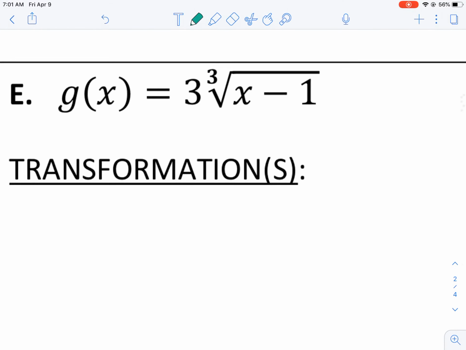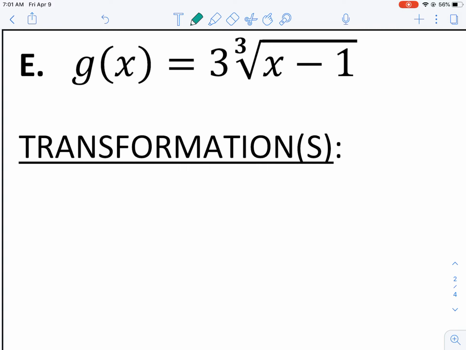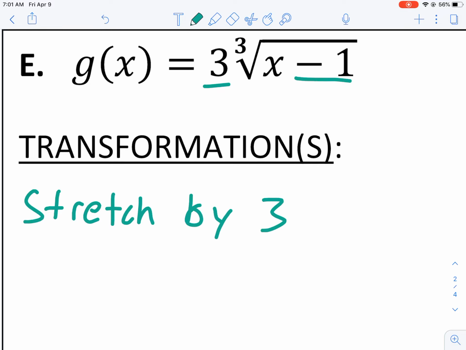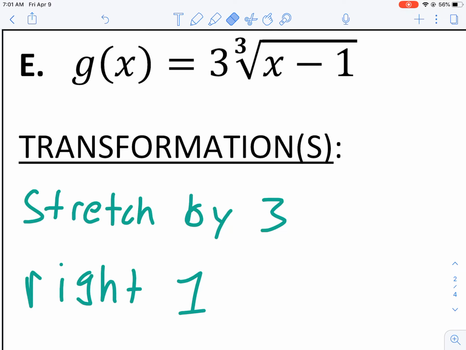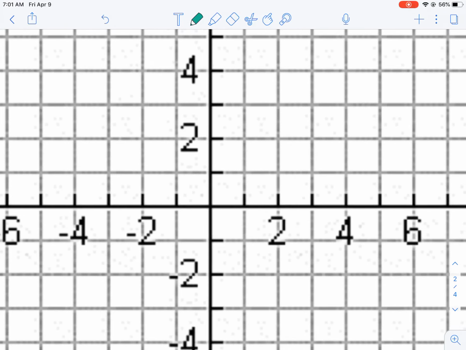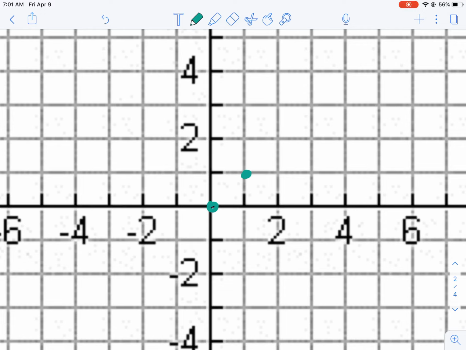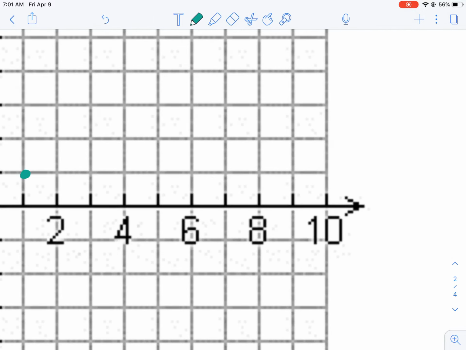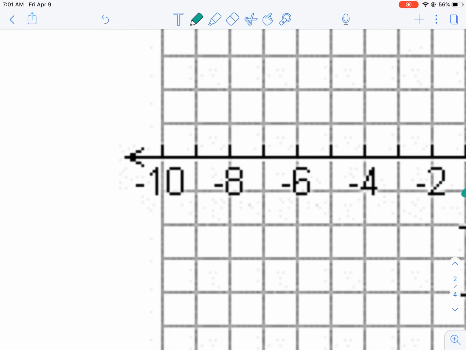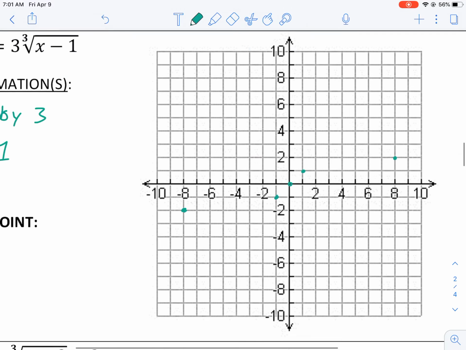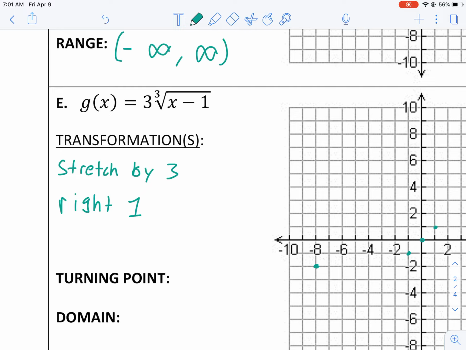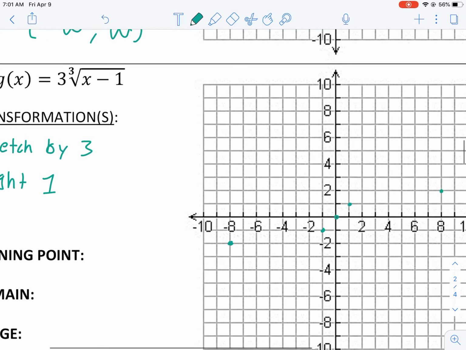Number 2. So for number 2, we've got a stretch by 3. And since that's inside the parentheses, that's an h value. So that means we're going to go right 1, because h is backwards. So again, what you should do here is plot your parent function points: 0, 0, 1, 1, negative 1, negative 1, 8, 2, and negative 8, negative 2. And what you're going to do is stretch it by 3 and then move it all to the right by 1.